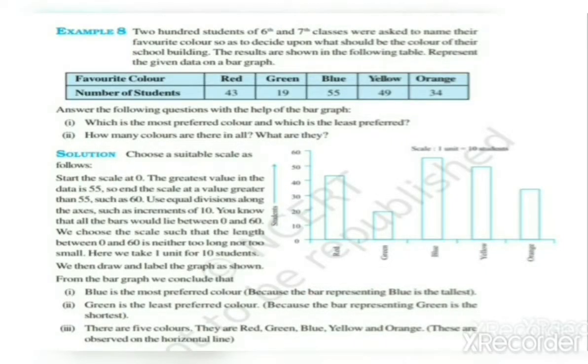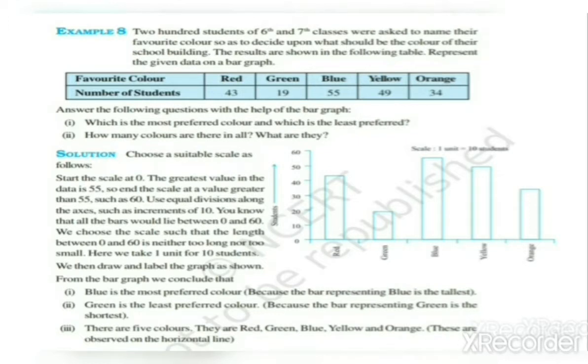Here we have one example. 200 students of 6th and 7th classes were asked to name their favorite colors, so as to decide upon what should be the color of their school building. The results are shown in the following table. Represent the given data on a bar graph. Here, number of students and favorite color. Favorite colors and number of students are given.